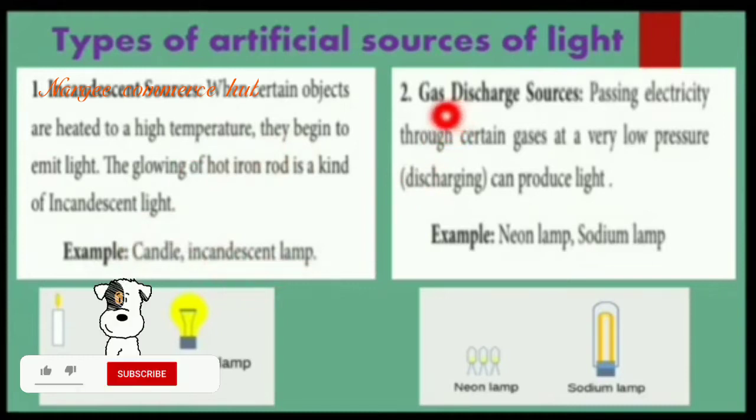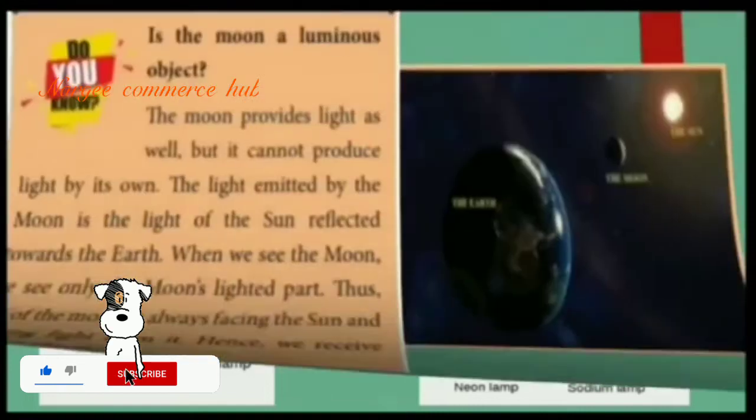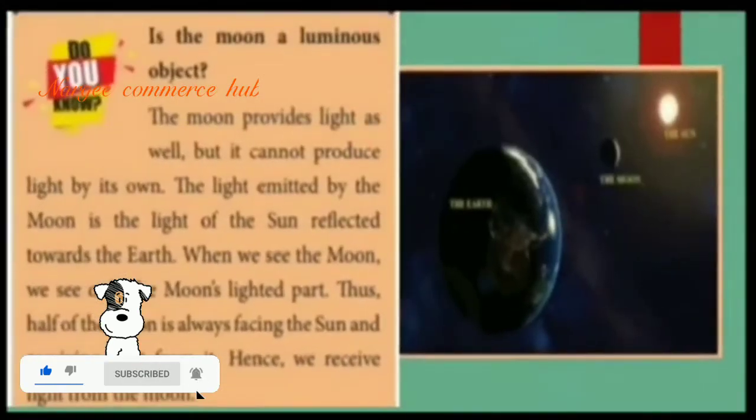Then next we see about gas discharge sources. Passing electricity through certain gases at a very low pressure can produce light. For example, neon lamp and sodium lamp. These lamps are filled with certain gases. We pass the electricity through these gases at a very low pressure. They can produce light.